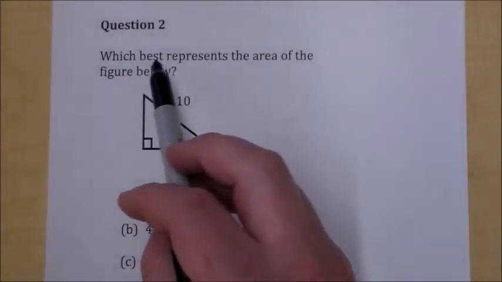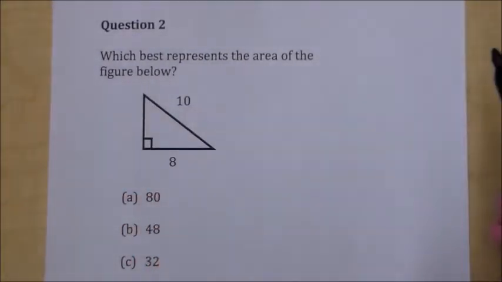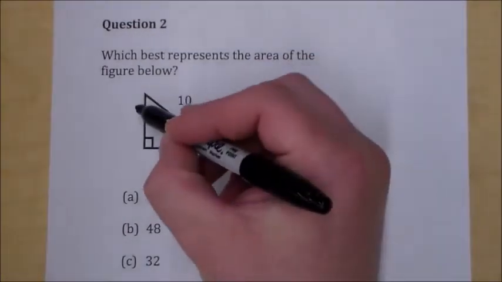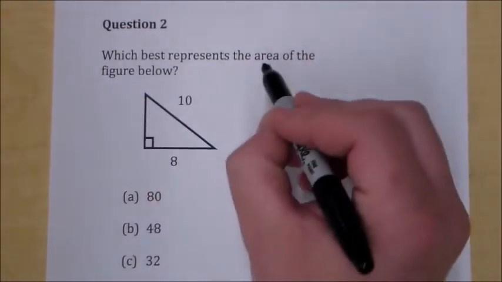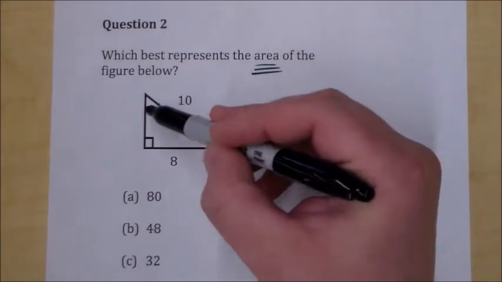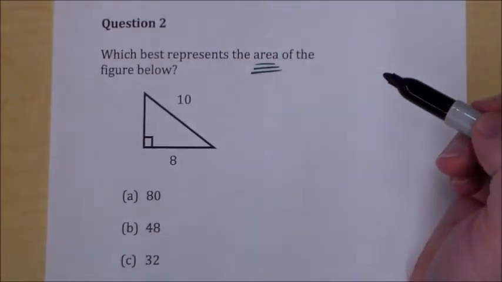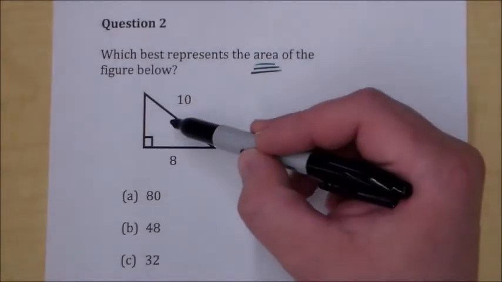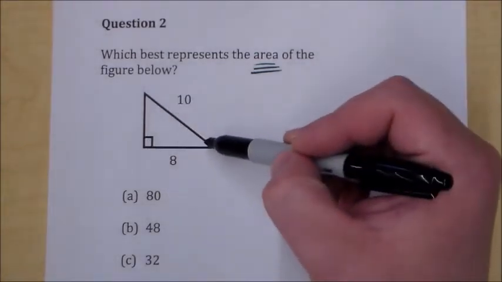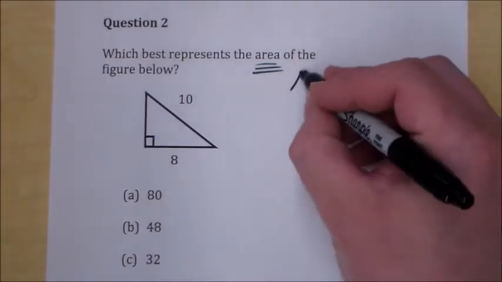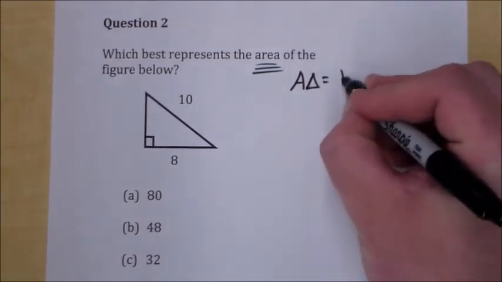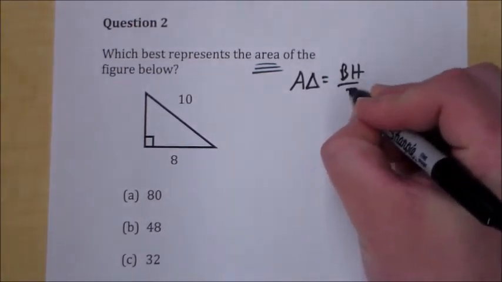Question 2, which best represents the area of the figure below? Oh my gosh, it's not looking for the side length, it's looking for the area. So don't think it's looking for the side length because you read the question and it's looking for the area. But because it is a triangle, base times height divided by 2 will give you the area, right? The area of a triangle equals base times height divided by 2.